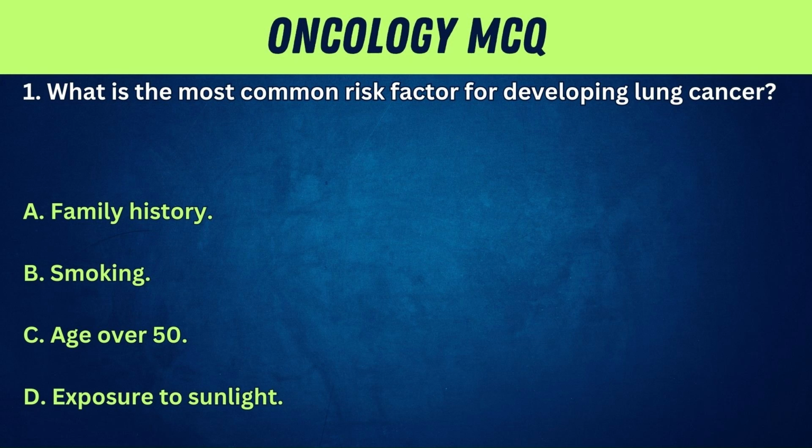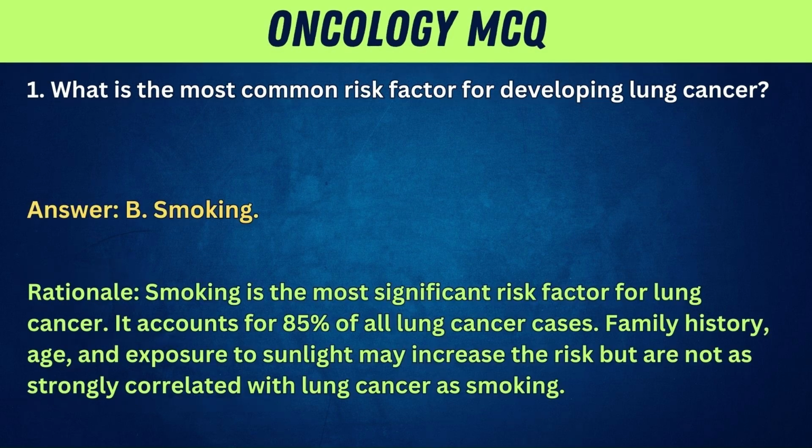1. What is the most common risk factor for developing lung cancer? A. Family history. B. Smoking. C. Age over 50. D. Exposure to sunlight. Answer: B. Smoking. Rationale: smoking is the most significant risk factor for lung cancer. It accounts for 85% of all lung cancer cases.